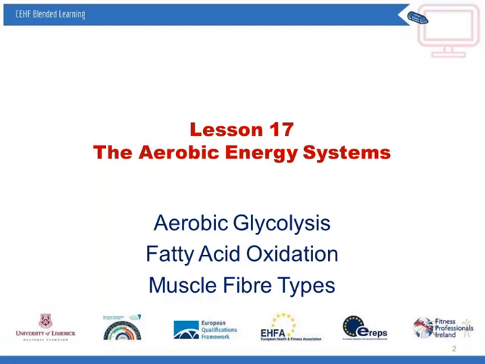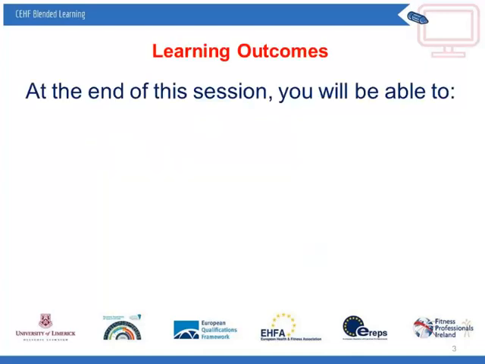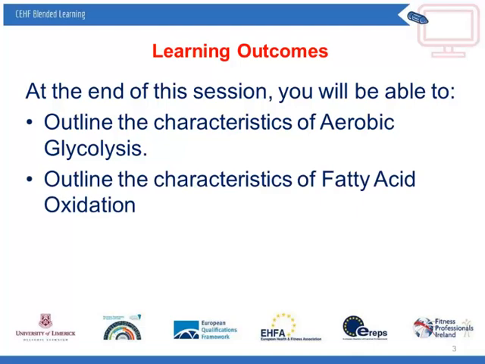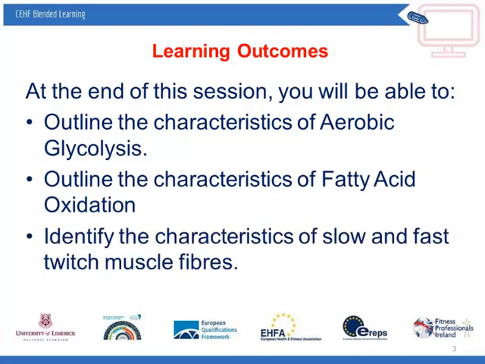Lesson 17. The aerobic energy systems. Aerobic glycolysis, fatty acid oxidation, and muscle fiber types. At the end of this lesson, you will be able to outline the characteristics of aerobic glycolysis, outline the characteristics of fatty acid oxidation, and identify the characteristics of slow and fast twitch muscle fibers.